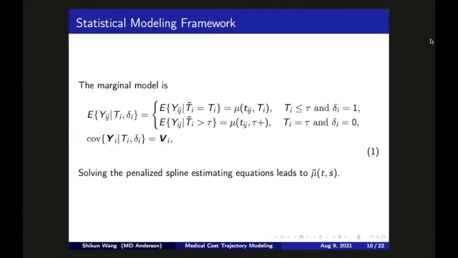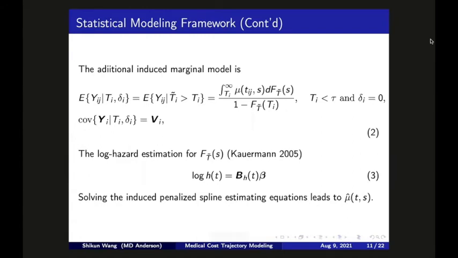This equation 1 is a penalized spline estimating equations with corresponding design matrix and penalty term. The penalty parameter can be chosen through quasi-GCV criteria. Solving the penalized spline estimating equations leads to tilde mu T and S. This estimator is not efficient because it does not account for subjects censored prior to TAL.